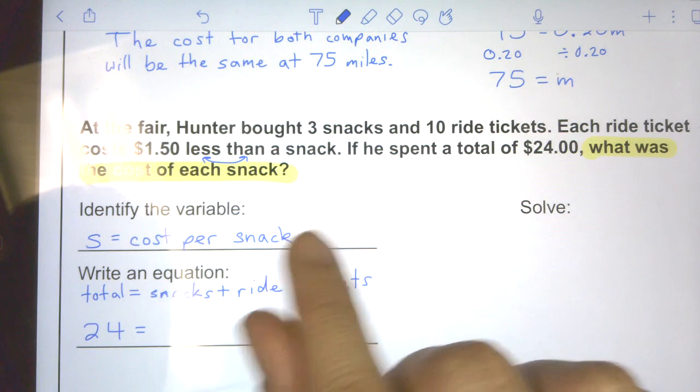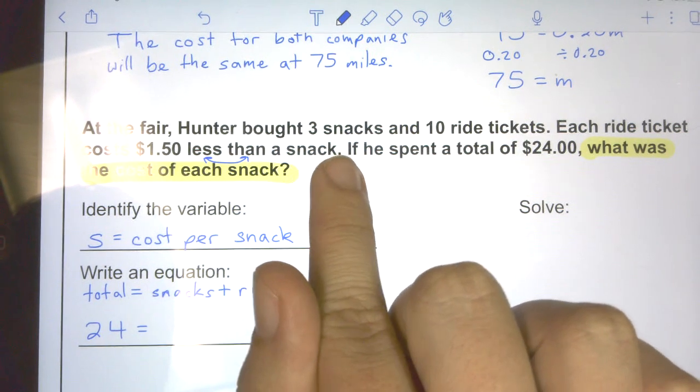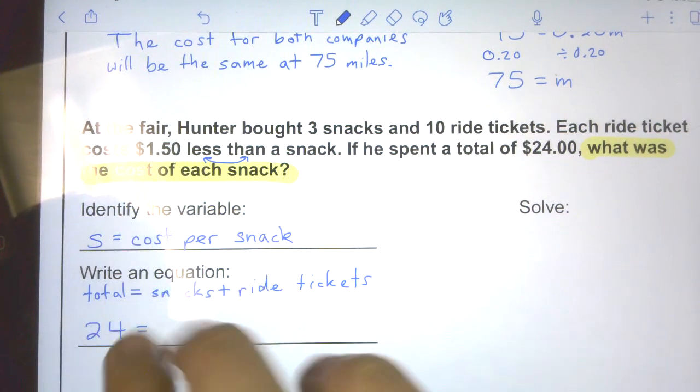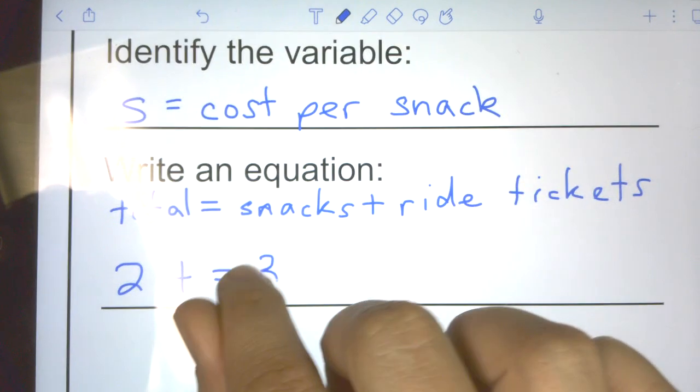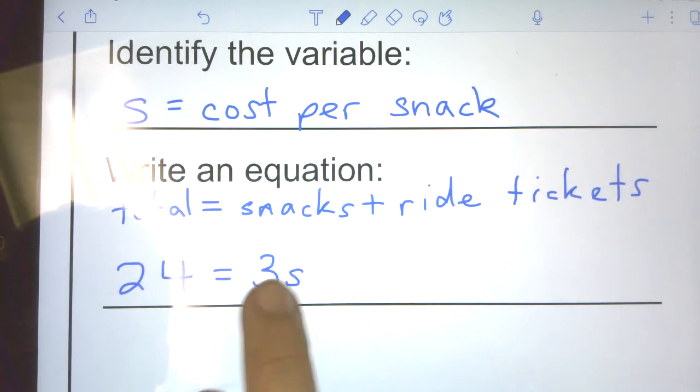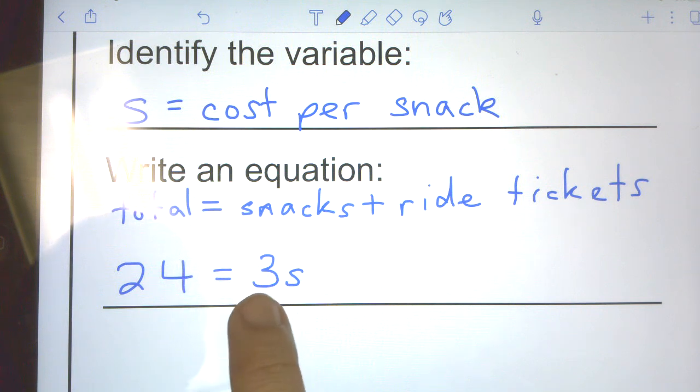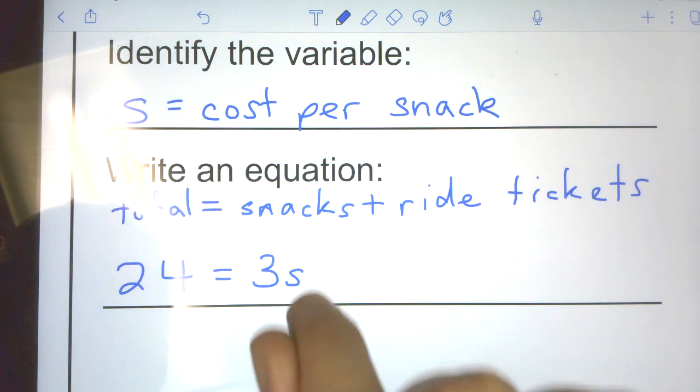The snacks, he bought 3 of them. We're looking for the cost of each snack. So I'm going to say he bought 3 snacks. Okay, so 3 times, so that's the quantity of snacks that he bought times the price of each snack. So that's where I got my 3S from.